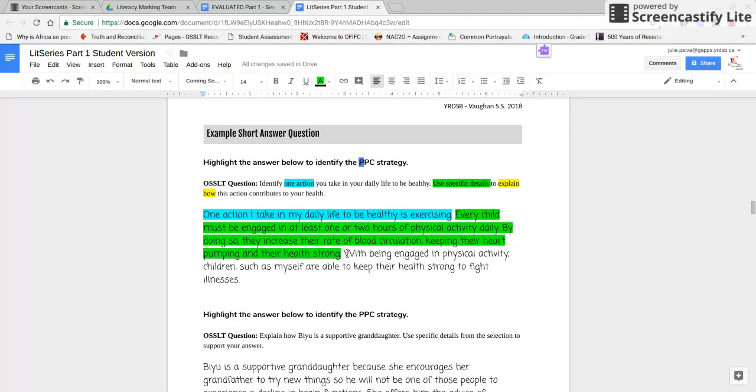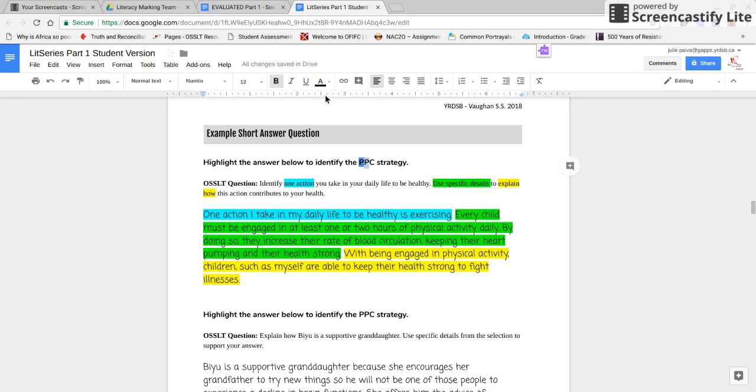And then finally, with being engaged in physical activity, children such as myself are able to keep their health strong to fight illnesses. So that's the connection. So why is it important to be healthy? How is exercising making your life healthy? It's because if you exercise, then you'll be healthy and strong and it'll make you fight illnesses. So that's kind of the connecting thought right there, right? So it's really clear that this is the P, P, and C.